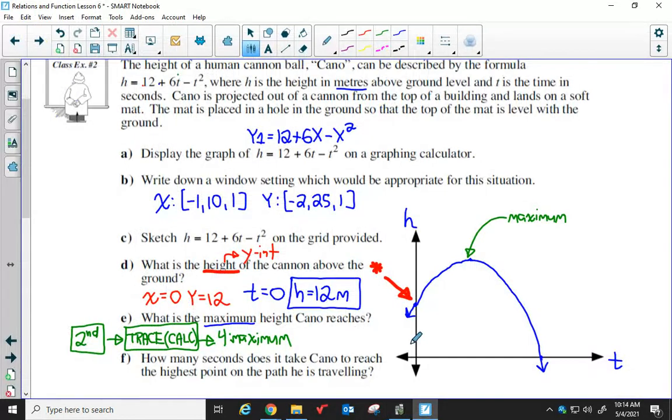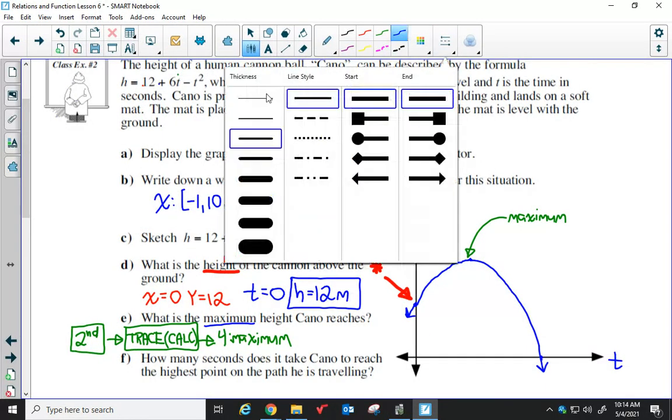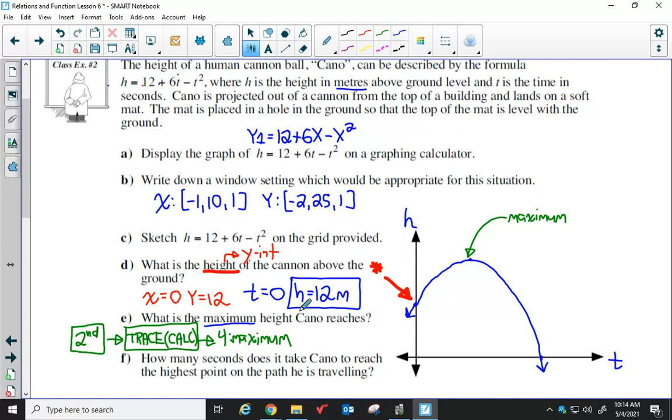So if I go back here, I could write down, okay, when x is equal to 3, I had y is equal to 21, but it's not x, it's t, and it's not y, it's the height. So the maximum height would be 21 meters.